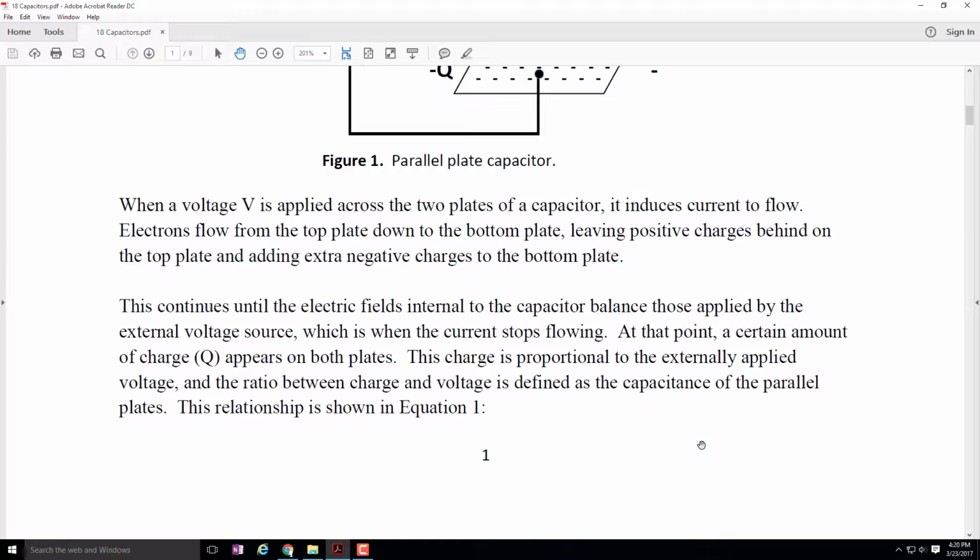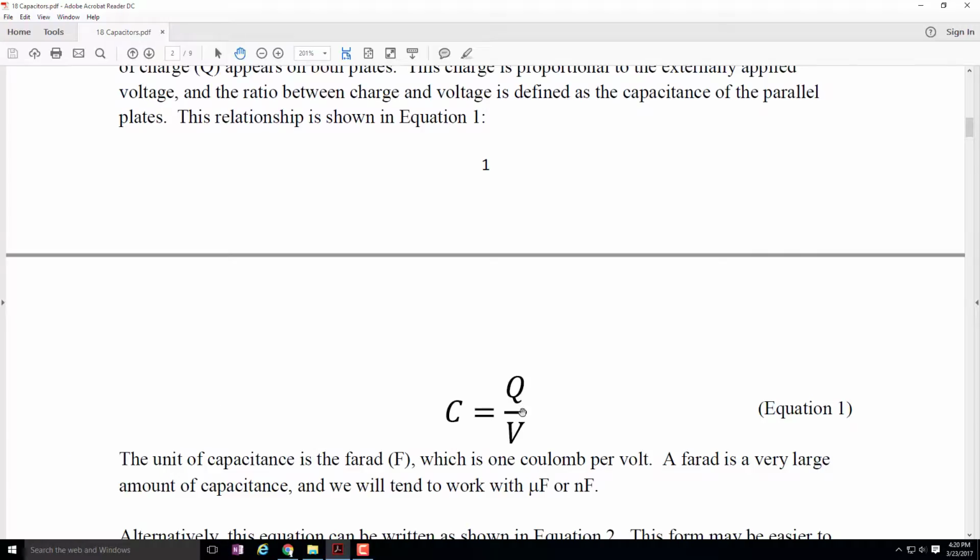Well, the ratio of charge to voltage is going to be defined as the capacitance. So we can say charge and voltage are proportional to each other, and we're just going to choose C to be the constant of proportionality. C is the symbol that represents capacitance. The unit of a capacitor is the farad. It's named after another physicist.